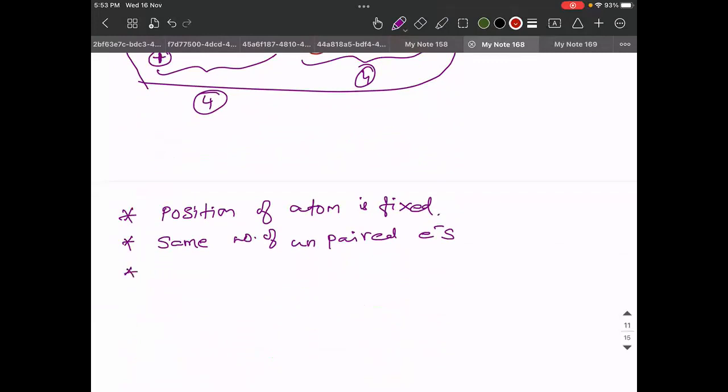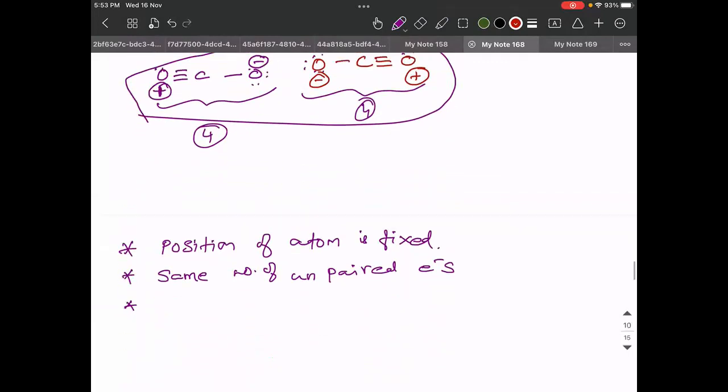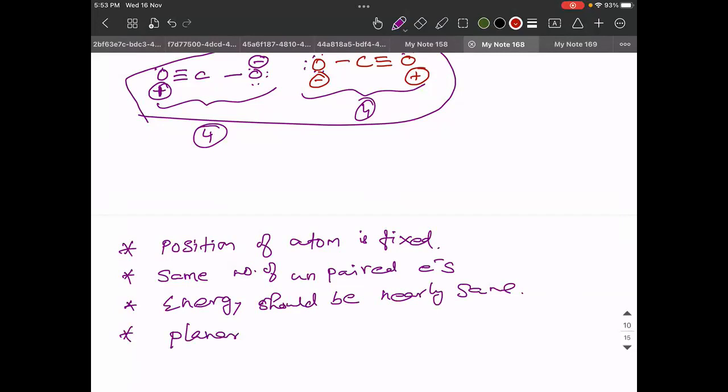So the next point: the energy of the resonating structures must be the same, or nearly the same. If you calculate the energy, it may differ slightly, but it will be nearly the same. And all the atoms are in the same plane. So the resonating structure should be planar.